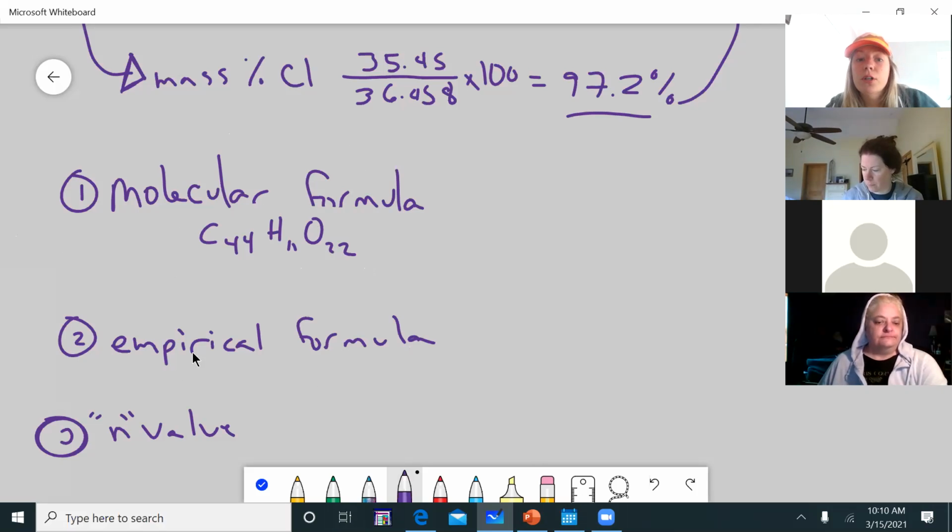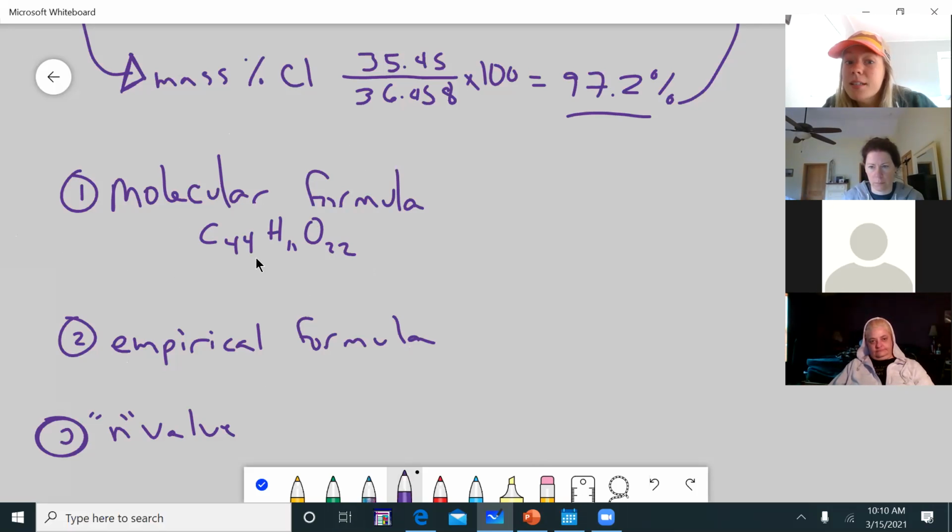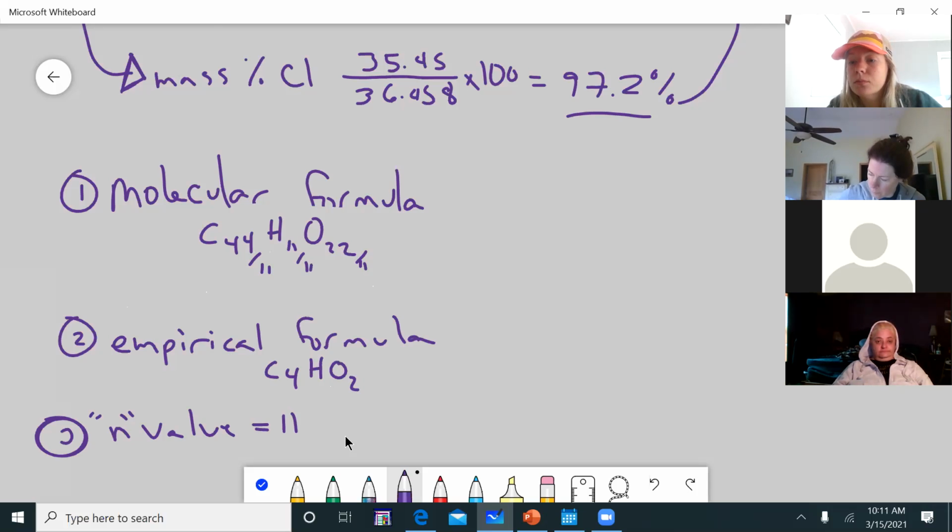In order to write an empirical formula, I just want to look at the molecular formula and see what everything is divisible by. If it isn't divisible by anything, if you can't divide across and still have whole numbers, your molecular formula is your empirical formula. They're the same. But in this case, I can divide everything by 11. So that becomes your N value. It's equal to 11. The empirical formula then would be C4, H1, so just H, and then O2.